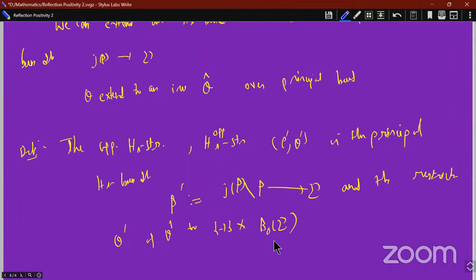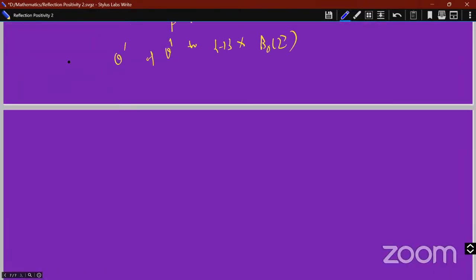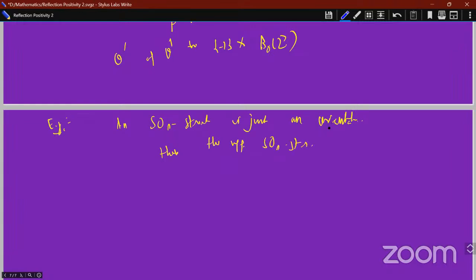So let me give an example. It's a very straightforward example that you can think about, which is also easy to picture. The structure is just an orientation, right? So this is the best example, the easiest that I can think of. Then the opposite is just the reversed orientation.